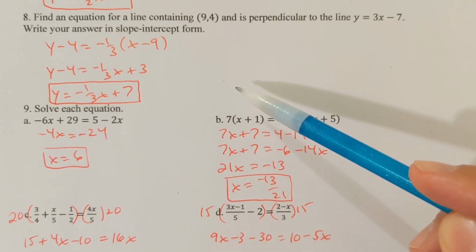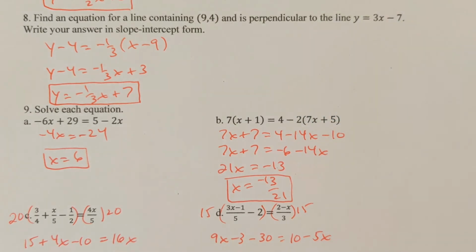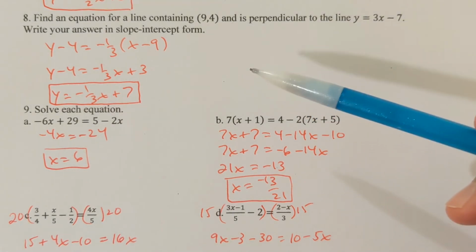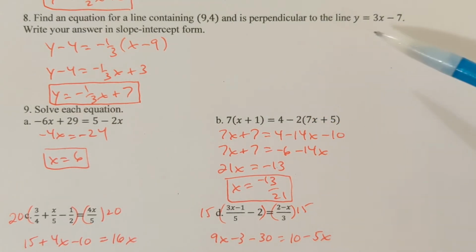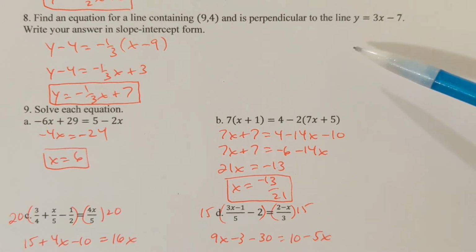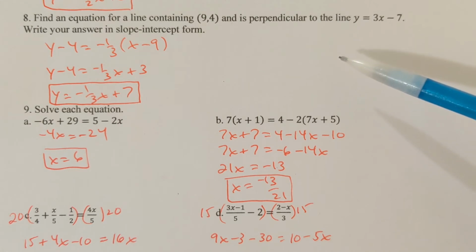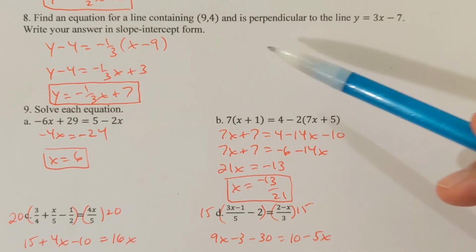Okay. Now problem 8. Find an equation for a line containing 9, 4 and is perpendicular to the line y equals 3x minus 7. Write your answer in slope-intercept form. Well, negative 1/3 is the slope, because negative 1/3 times 3 gives me negative 1. And I'm looking for a number that gives me negative 1 when I multiply.